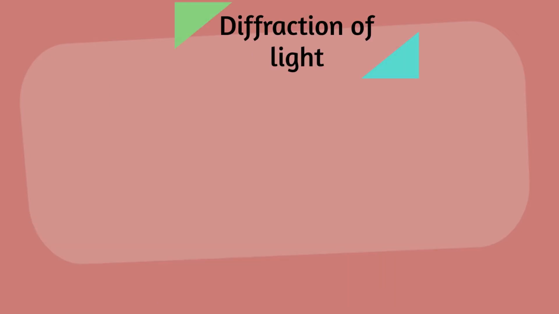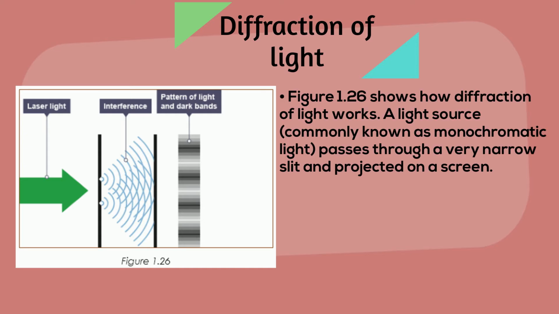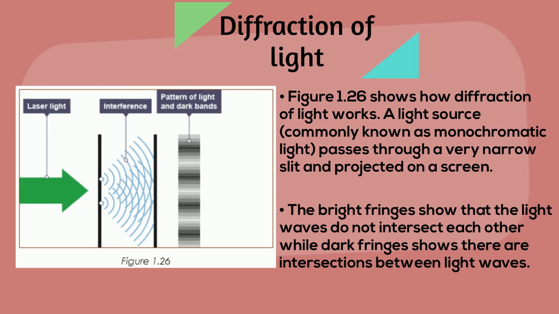Diffraction of light. Figure 1.26 shows how diffraction of light works. A light source, commonly known as monochromatic light, passes through a very narrow slit and is projected on a screen. The bright fringes show the light waves do not intersect each other, while the dark fringes show there are intersections between the light waves.